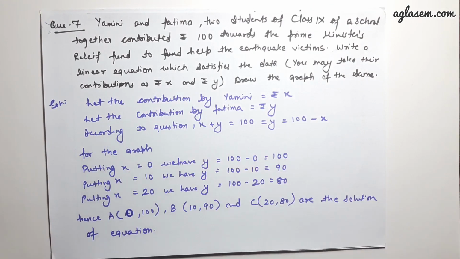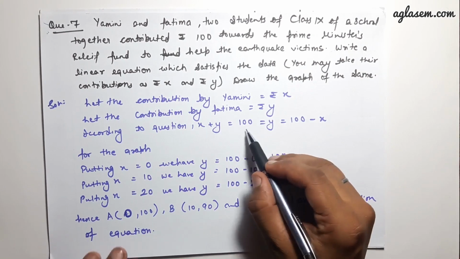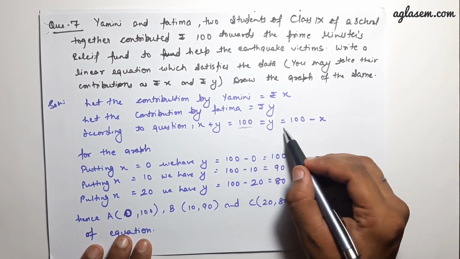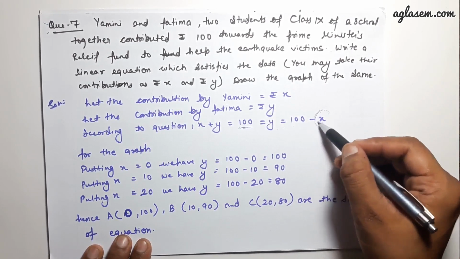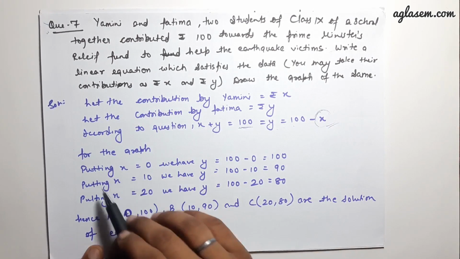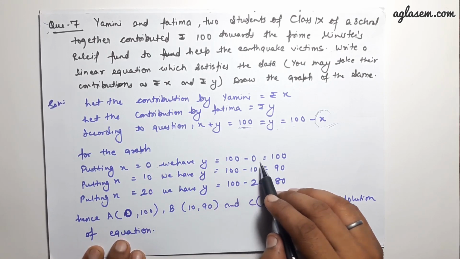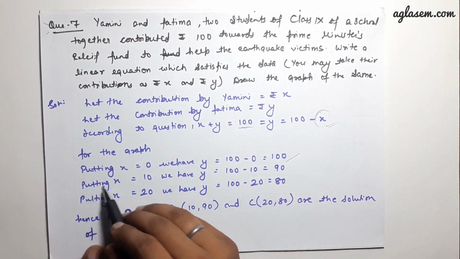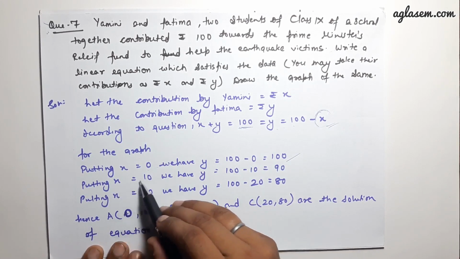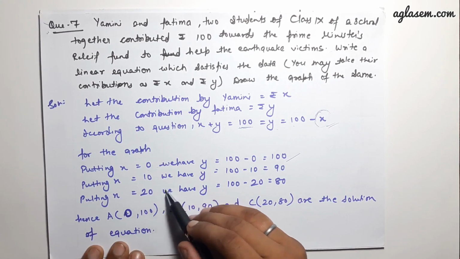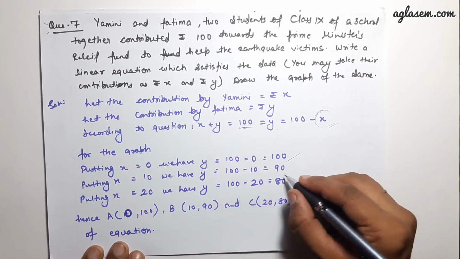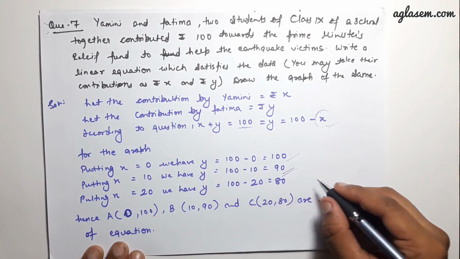Let the contribution by Fatima be rupees Y. According to the question, X plus Y is equal to 100. So Y equals 100 minus X. For the graph, putting X equal to 0, we have Y equal to 100 minus 0, which is 100. Again, putting the value of X equal to 10, we have Y equal to 100 minus 10, which is 90. So we get (10, 90).